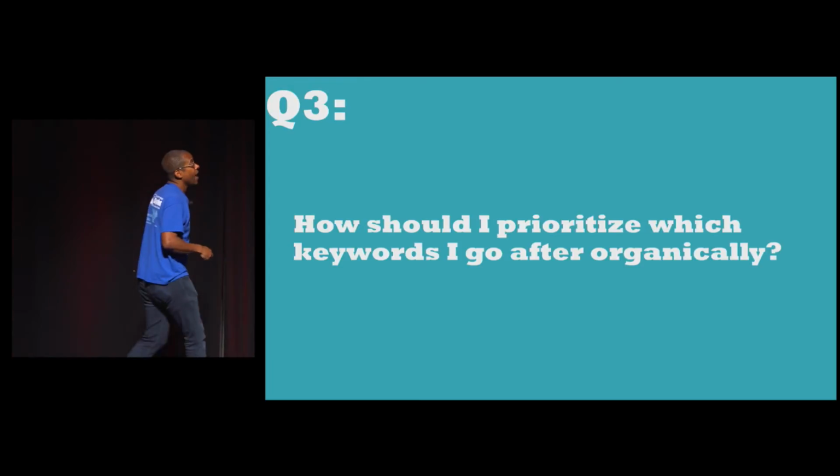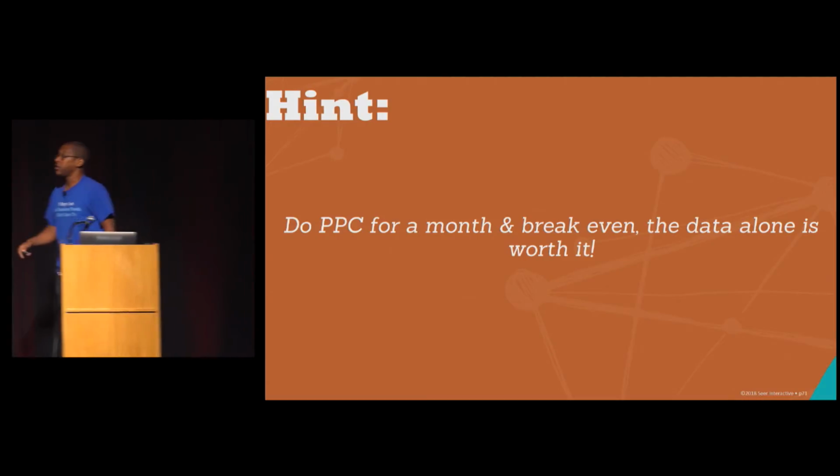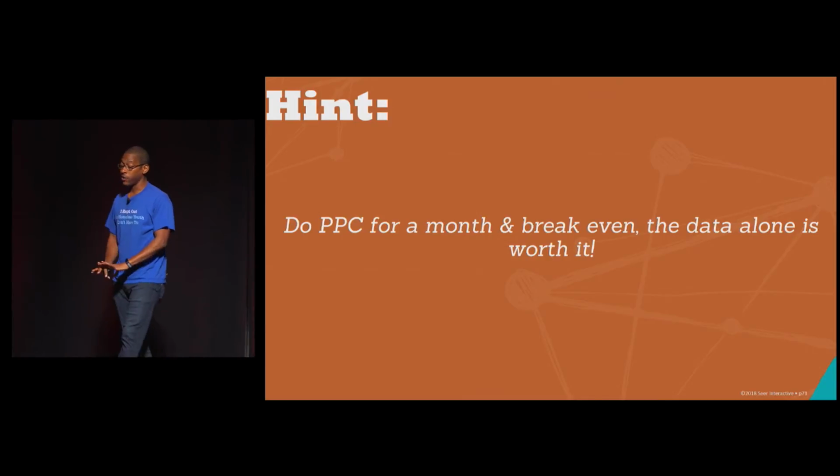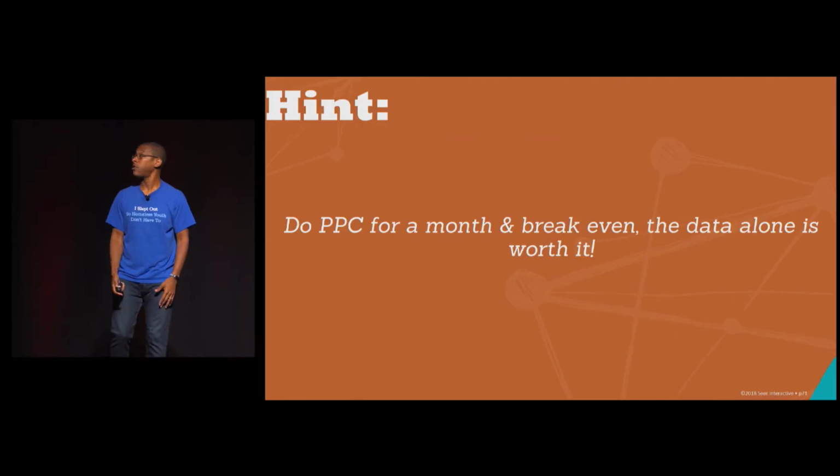How should I prioritize which keywords I go after? Happens all the time. Stop sorting by search volume. I am starting to just hate on search volume because by its nature, it misleads us so often.